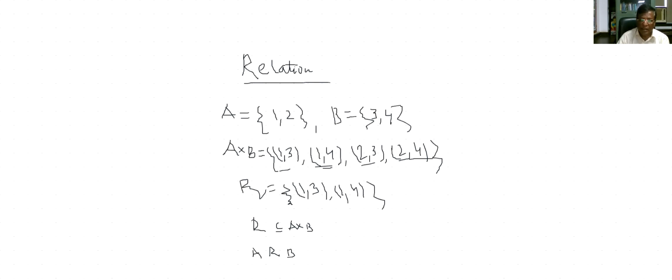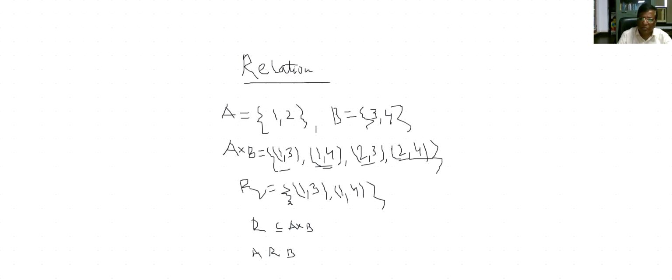It is symbolized as ARB. You can see on the cursor. ARB means A is R-related to B, which means R is a relation from A to B. So I hope it is clear what the meaning of the term relation is.